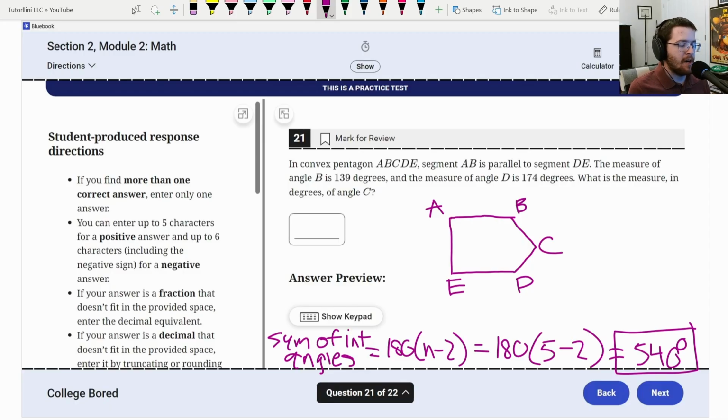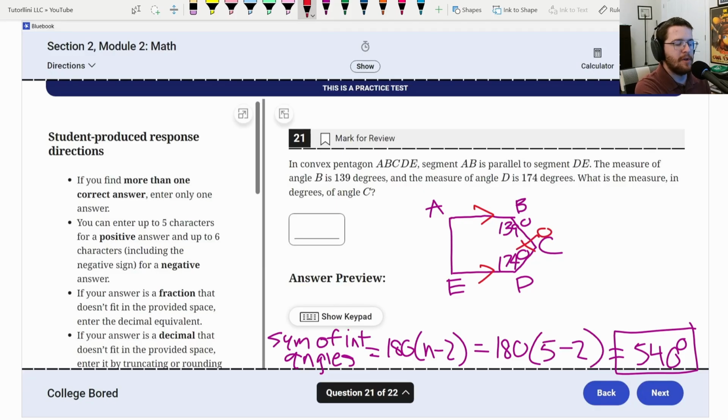All right, anyway, so it says that segment AB is parallel to DE. And I tried to draw it that way so that it would make more sense to you guys watching. All right, so it says the measure of angle B is 139 degrees. And the measure of angle D is 174. And we want to know the measure of C, which is x.